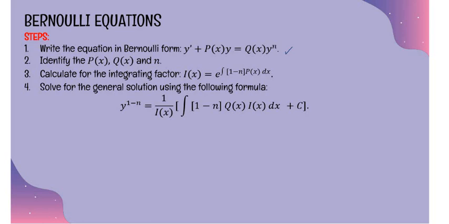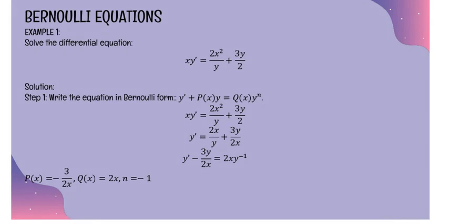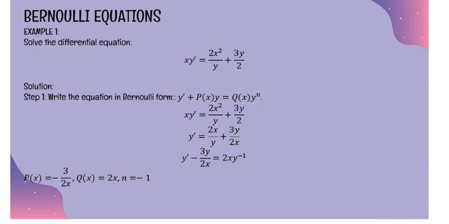We have the general solution formula now would be y raised to 1 minus n is equal to 1 over I of x, the quantity of integral of 1 minus n times q of x times I of x dx plus c. So in order to show you how we come up with the general solution of this type of equation, or Bernoulli equation, I have an example given on the file that I already uploaded actually on the GC. Example 1.